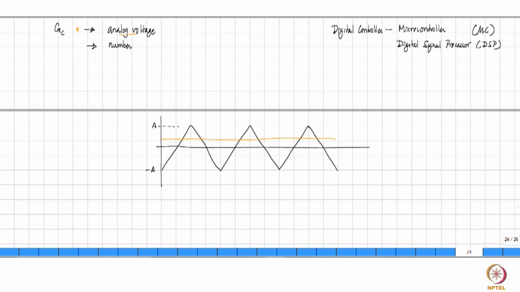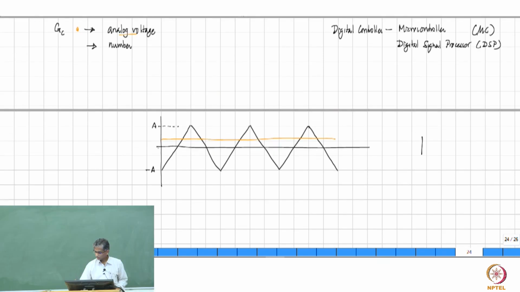Then what we do is you take this to a simple comparator. The comparator is a way of comparing these two signals. So here you give this value and then you give the other one here. The job of the comparator is to implement a very simple function. If V plus is greater than V minus, output is high. If V plus is less than V minus, the output is low.